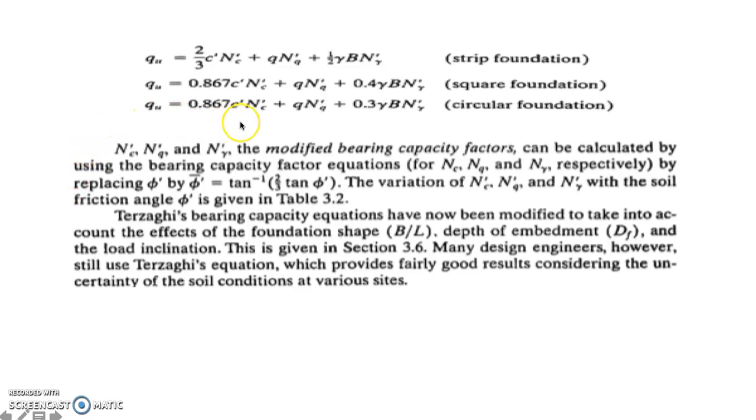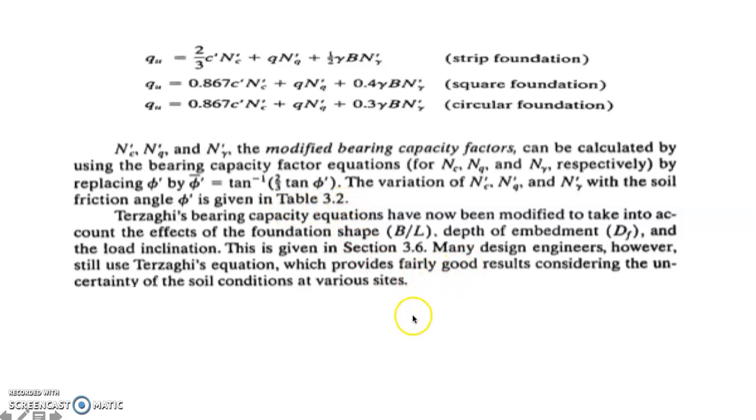And we have here our modified ultimate bearing capacity factors. Our prime represents that this is a modified equation for strip foundation or continuous foundation, for square foundation, and for circular foundation. So for our modified N sub C prime, N sub Q prime, and N sub gamma prime, that can be supplemented with the values from table 3.2.